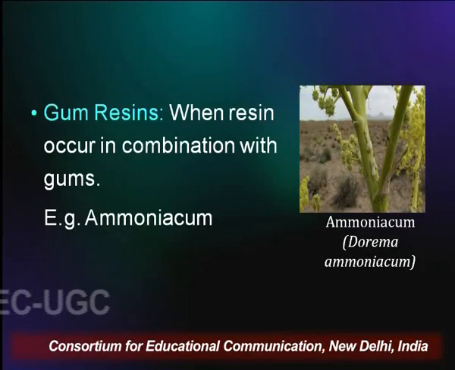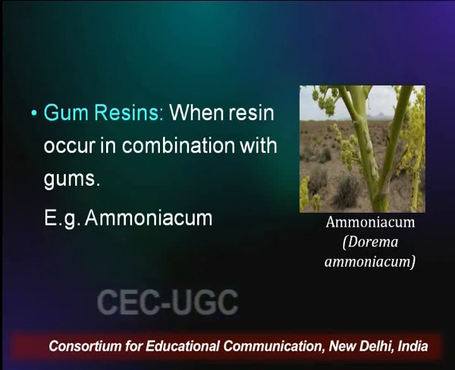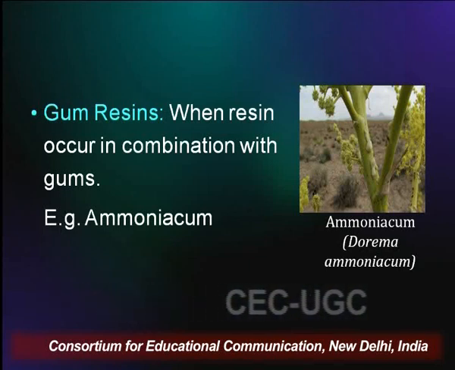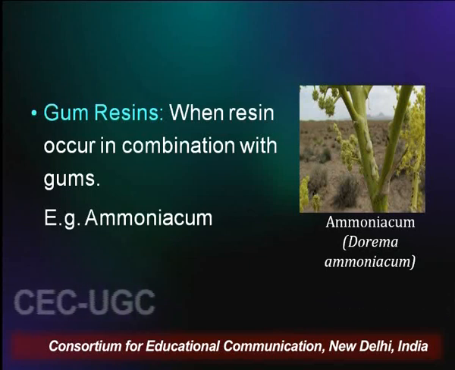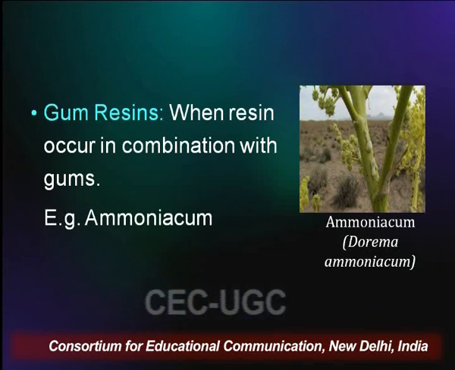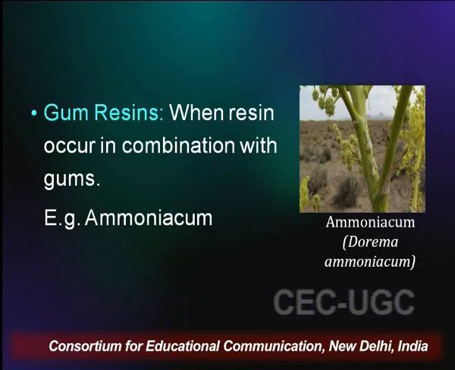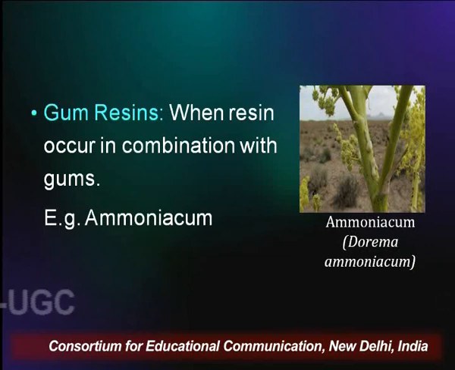Another category is of gum resins, and these resins have large proportions of gums in their composition, and that is why the name gum resin is given to them. The most common example is ammoniacum gum, which is obtained from Dorema ammoniacum, and this ammoniacum is largely used as a substitute or allied drug for the true Asafoetida, which is obtained from Ferula foetida.